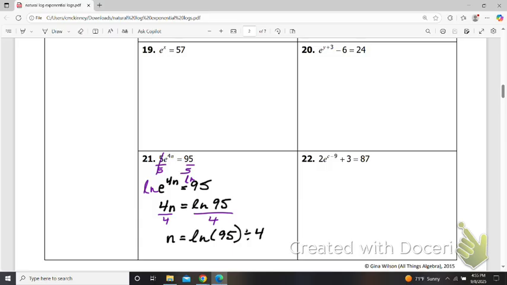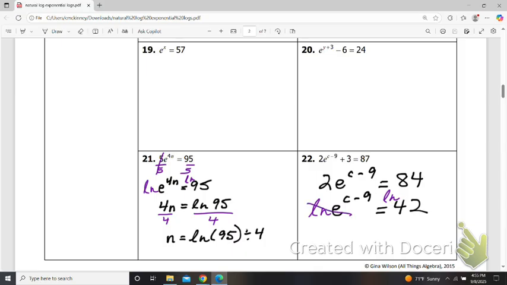Sometimes there's going to be 2 steps to isolate the e. So I'm going to subtract the 3. I'm going to divide by 2. Now that the e is isolated, I'm going to get rid of the e by doing natural log. It's going to bring that exponent down. And then I'm going to have to add the 9 outside.